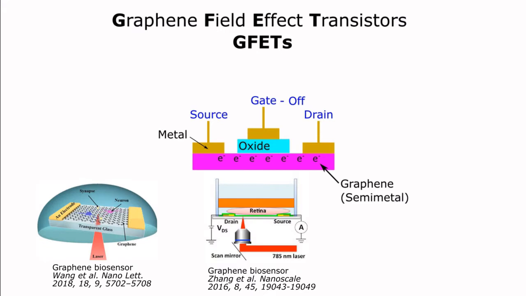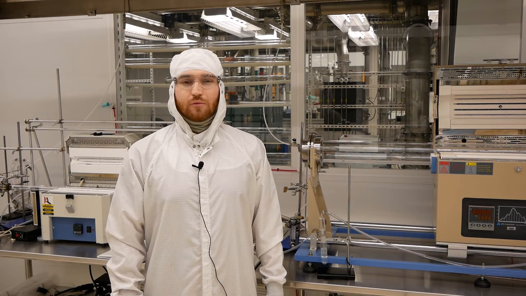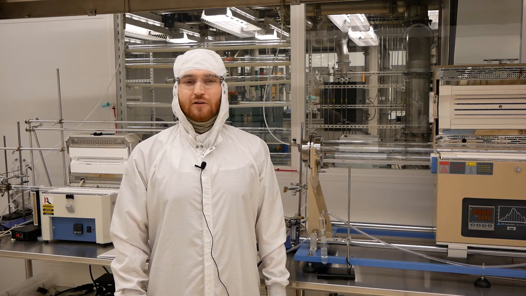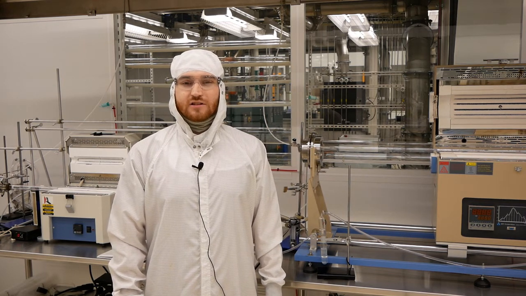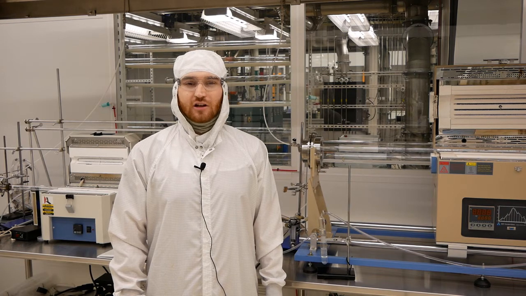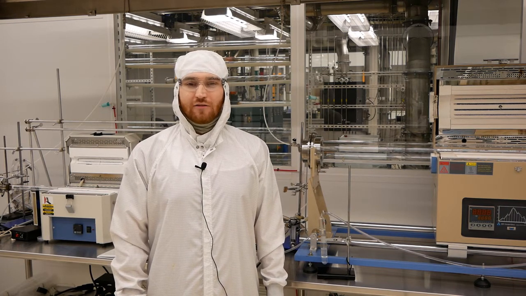For example, they can act as exceptionally sensitive detectors for medical diagnostics, environmental monitoring, and bioresearch. In this video, we're going to make a graphene field effect transistor using deposition, lithography, and etching. First, we need some graphene.